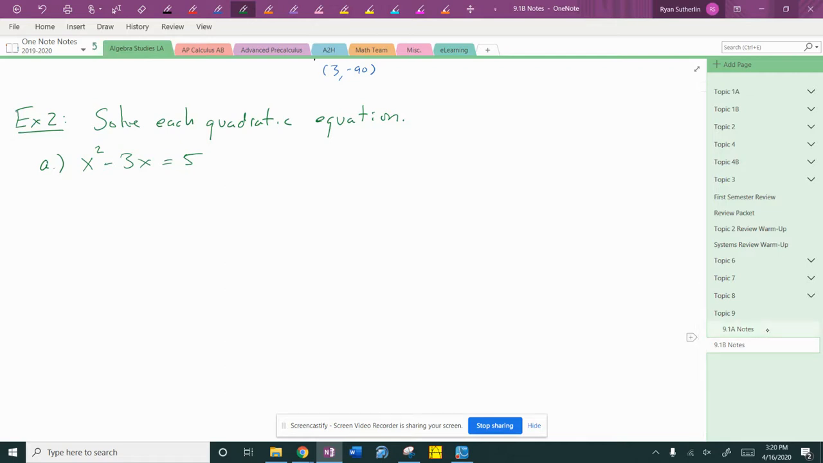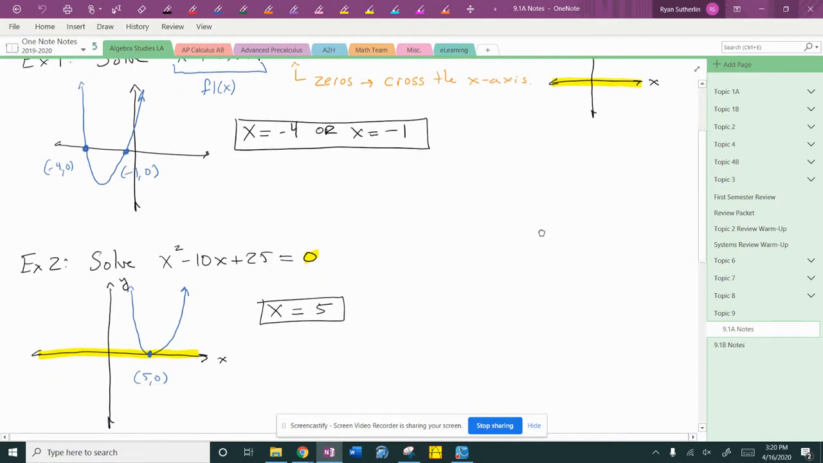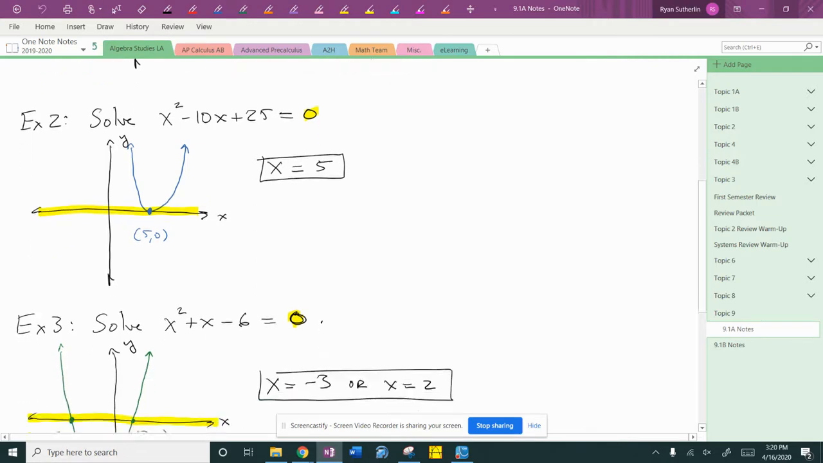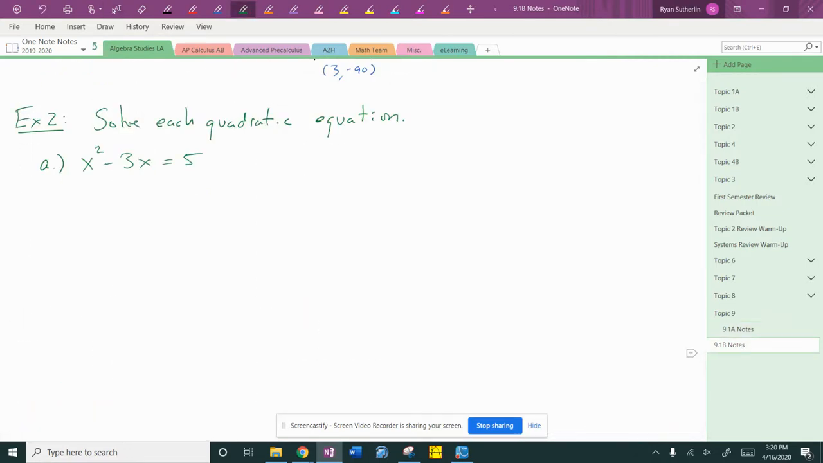Now, if we look at yesterday's notes, notice what I highlighted on each of these. In order to solve by graphing, we got the quadratic equation so that it was equal to 0. In this case, it's not equal to 0. So before we graph this to find the zeros, to solve this equation, we need to get everything on the same side.